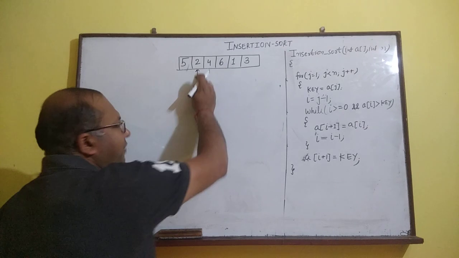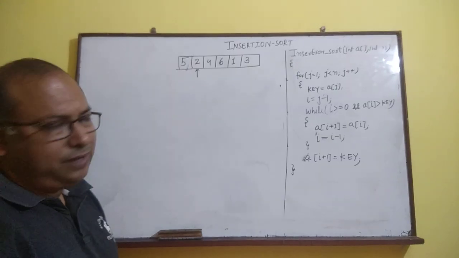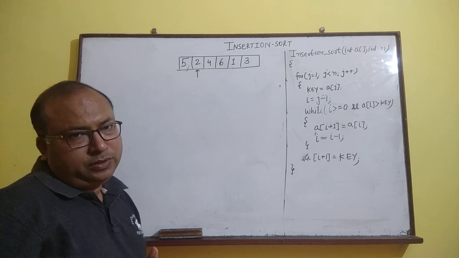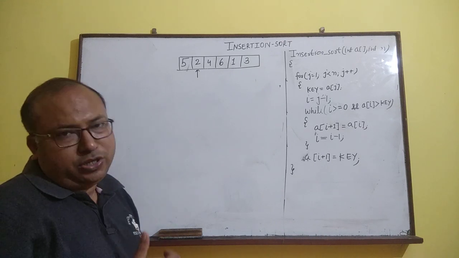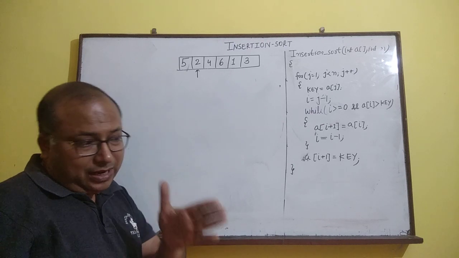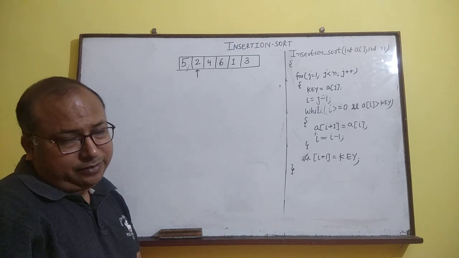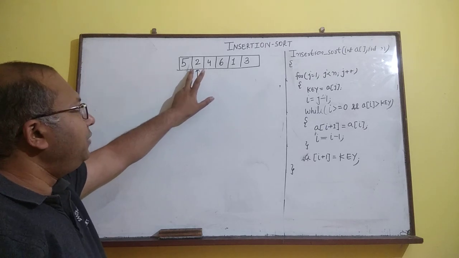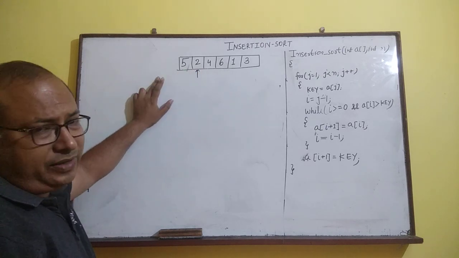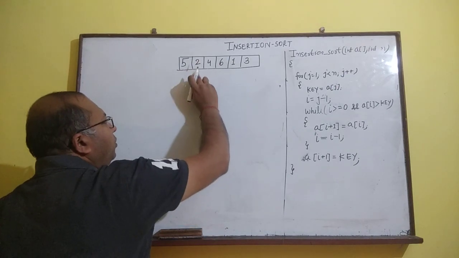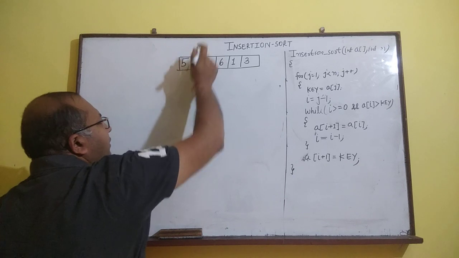Now, what will happen when we apply it with the second element? You need to compare the value at the second position of our array with all the values which are to the left of that second element. It means if we are at the second element, we need to compare it with all the previous values on the left hand side. So we will compare this 2 with this 5.